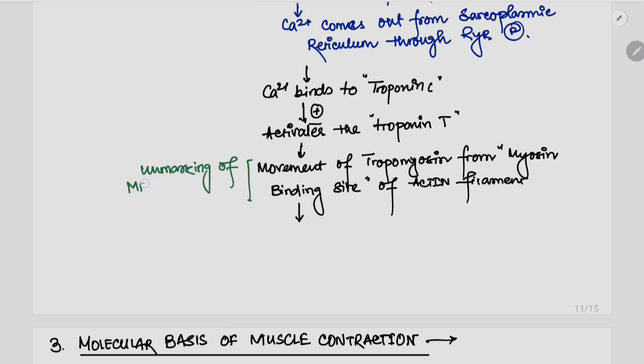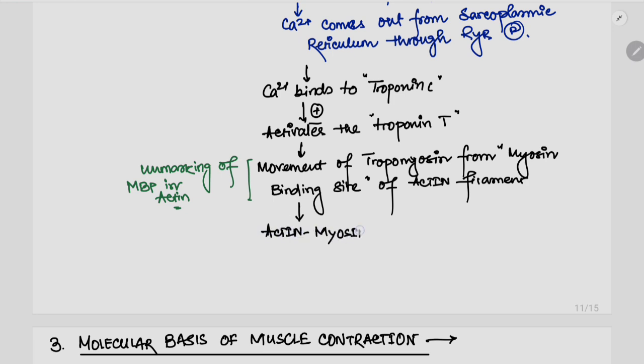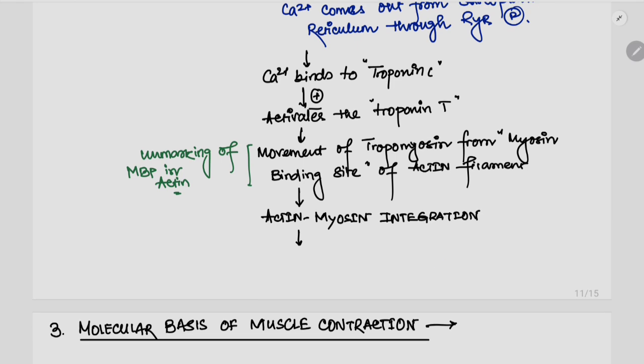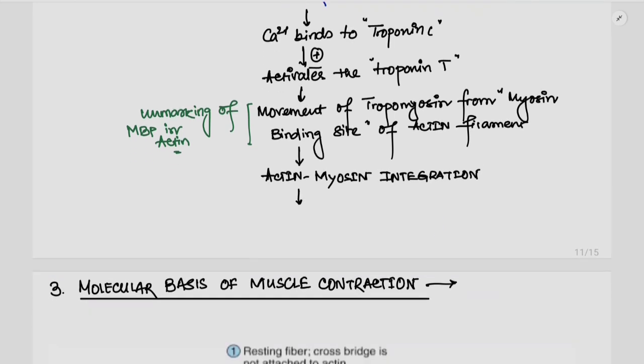Unmasking of myosin binding site in actin. Now it is open to actin for binding or the integration with myosin. So next, the actin myosin integration will form, and then by ATP and various molecular processes, muscle contraction is happening.